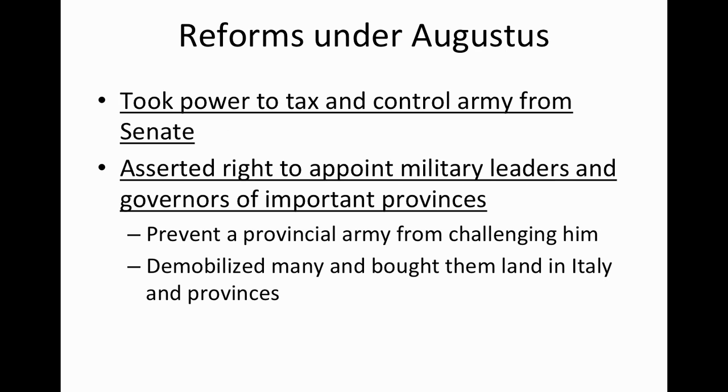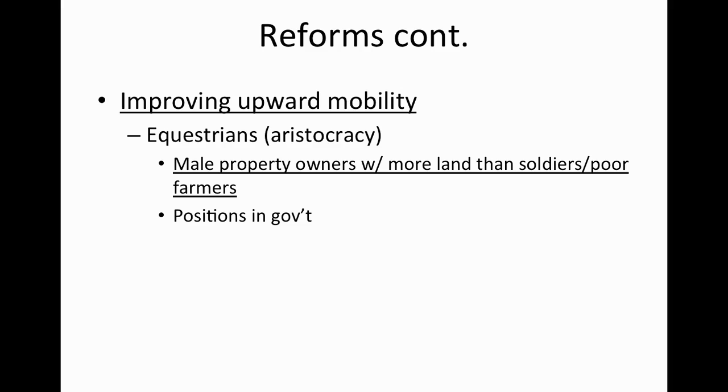What are some of the reforms under him that were accomplished? He did take the power to tax and control the army away from the Senate. I'm not sure that's good or bad, but at least for Rome, that was probably a positive step. He did believe it was his right to appoint military leaders and governors. He did not want local leaders to appoint military leaders because he always feared challenges, right? So he wanted to make sure that the men who were governing or at least leading those local armies were loyal to him.